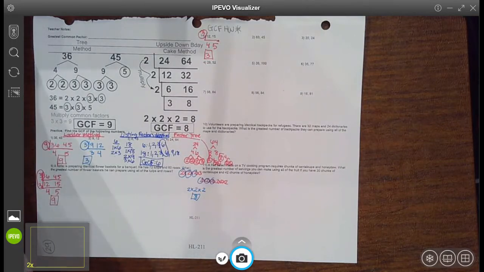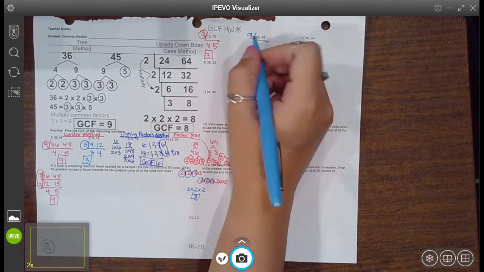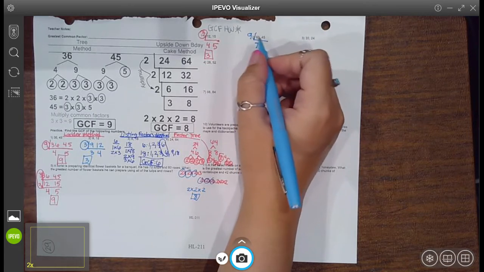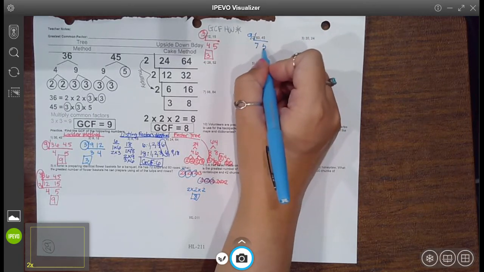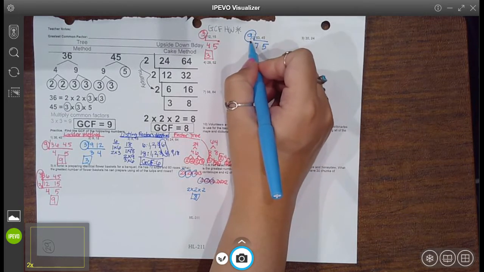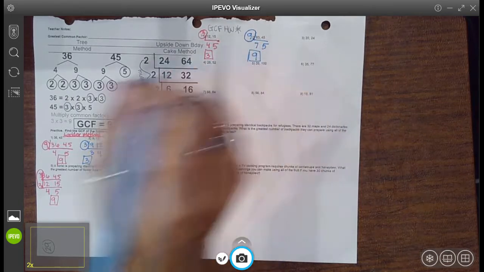Okay, next one. What can go into 63 and 45? I see 9. 9 times what is 63? 7. 9 times what is 45? 5. Do those have anything in common? Nope. So that means I'm done right here. My GCF is just 9.